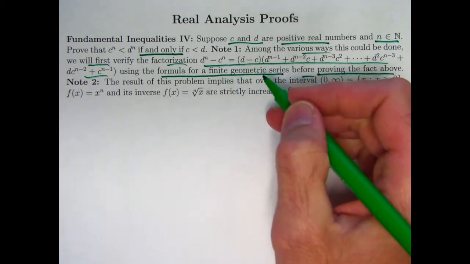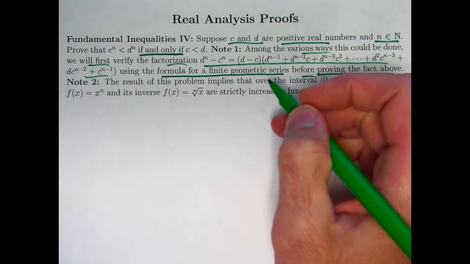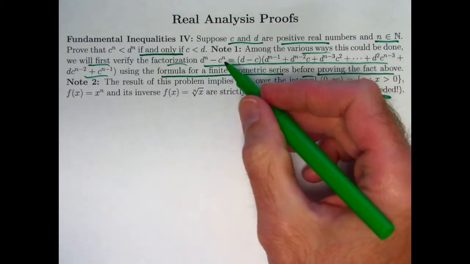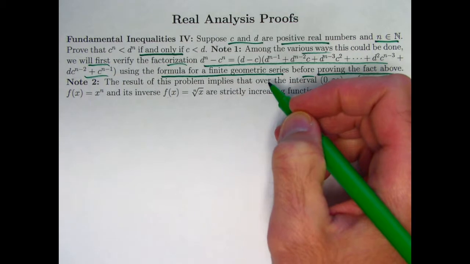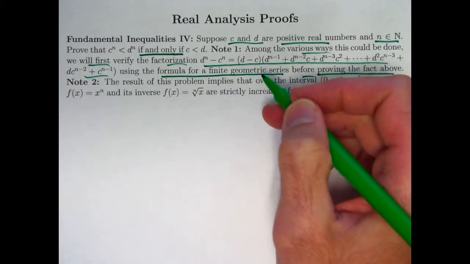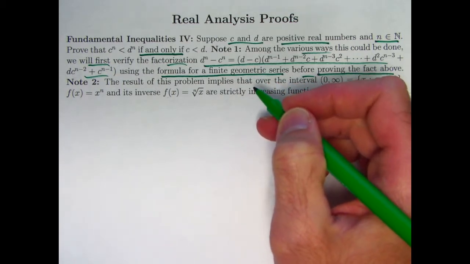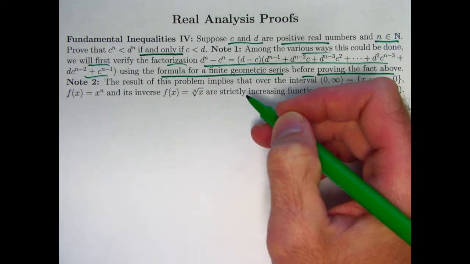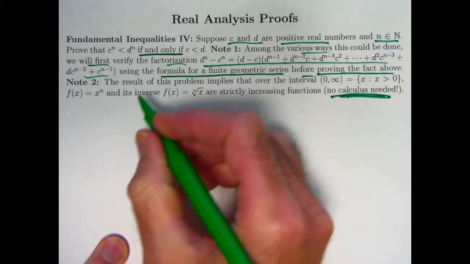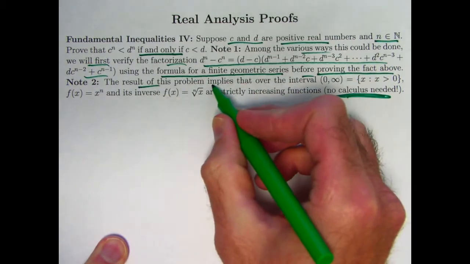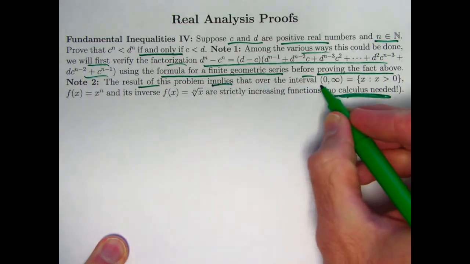In the case where n is 2, it's the formula for the difference of two squares. In the case where n is 3, it's the formula for the difference of two cubes. So there is also a formula then evidently for the difference of 2 fourth powers, 2 fifth powers, 2 sixth powers, etc.